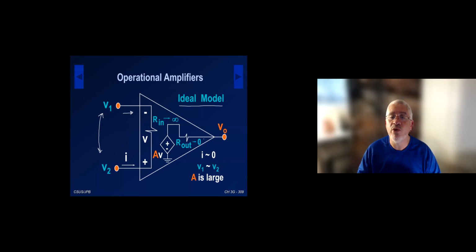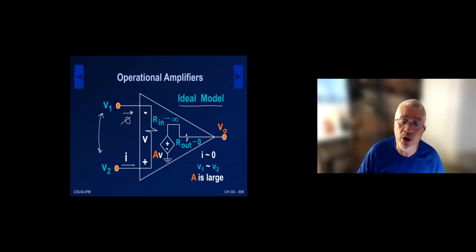Okay, so let me recap how we're going to do the model here. We're going to do the model by saying the input resistance in the model is so large, we assume it's infinite. So essentially the current is 0 on both inputs of the op-amp because the resistance is so large. We assume that on the output, resistance is so low, we assume it's 0. So on the output, we have a dependent voltage source with the gain of the op-amp A times the voltage difference between V2 and V1.